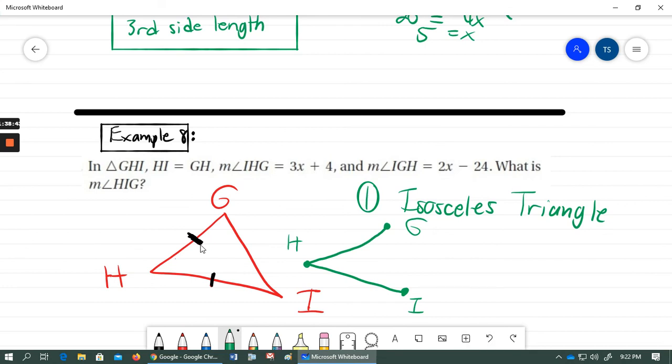(3x plus 4) will be this angle here, and then it says, where we at? 2x minus 24 for IGH. Okay, IGH. Yeah, okay, that doesn't even look right, but it's okay. It's just based on the way that I drew it.